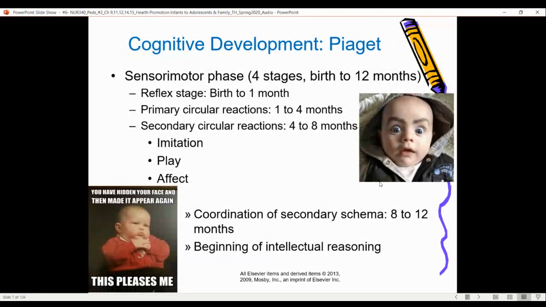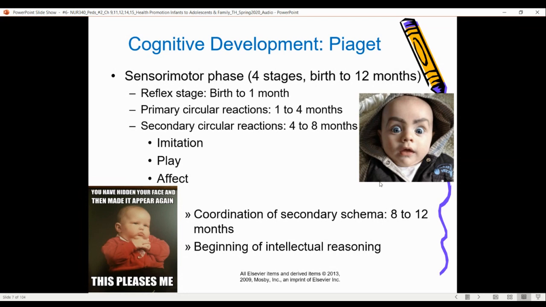All right, the next stage is Piaget. So this is cognitive development. This is Piaget, and this is the sensorimotor phase. So the first year of life is sensorimotor. A lot of what we see with this cognitive development in the first year is their senses and their motor functions. So the 4 stages here. The first stage is just reflexes. That neonate, that under 1 month old, everything they're doing is basically based on reflexes at this point.